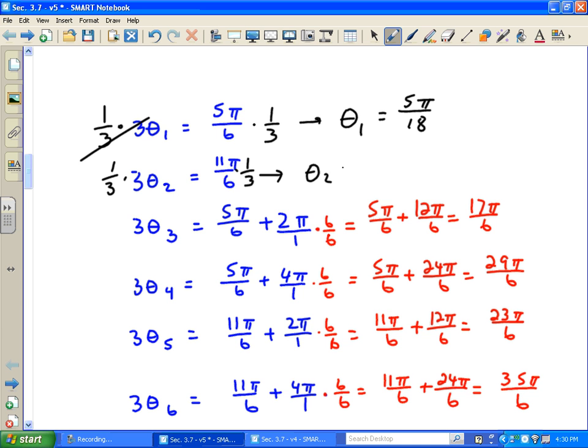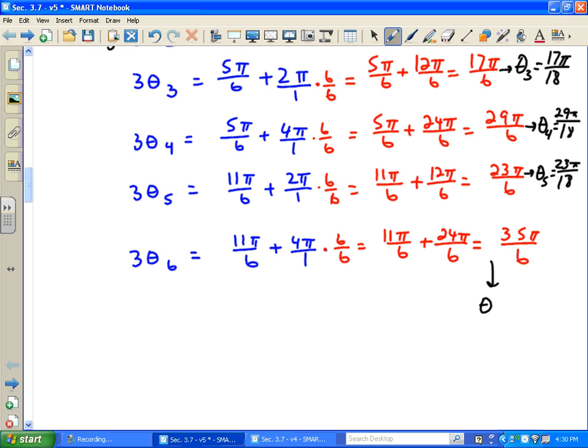Theta sub 2 is going to equal 11 pi over 18, and so forth. Okay, so let me write these down out here kind of to the side. Theta sub 3 equals 17 pi over 18. Theta sub 4, 29 pi over 18. Theta sub 5, 23 pi over 18. And then finally, theta sub 6 equals 35 pi over 6.